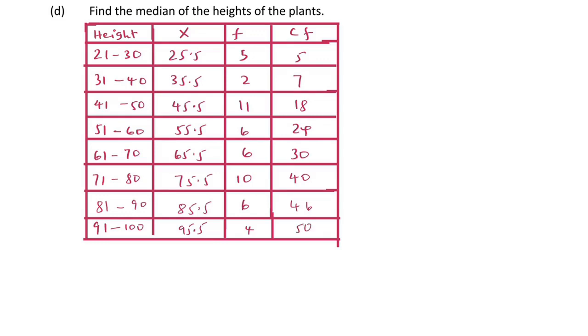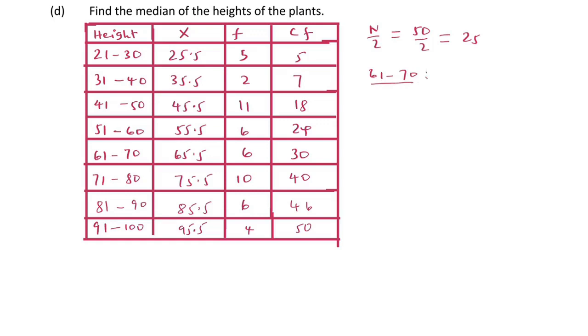Then we need to identify the middle class by taking the sum of the frequencies divided by 2. That is n over 2, which is 50 over 2, and solving this we get 25. From the cumulative column, 25 lies within 30 datum. Therefore, the middle class is 61 to 70.